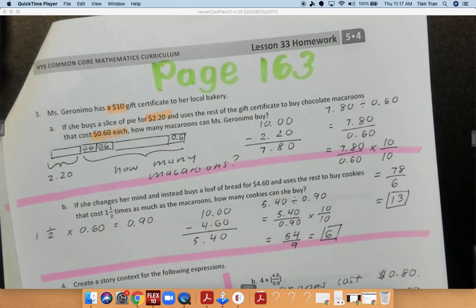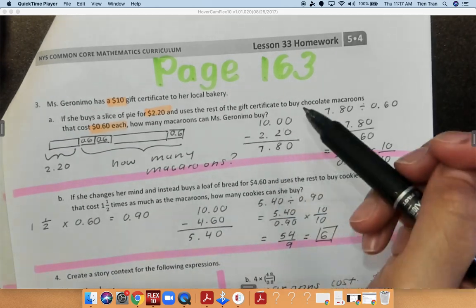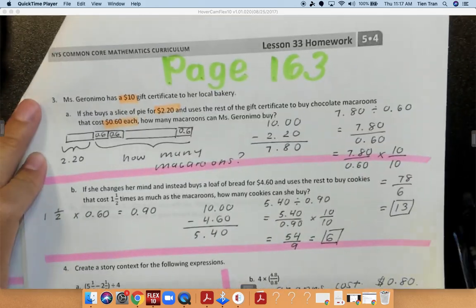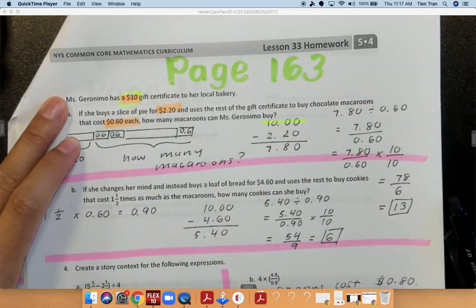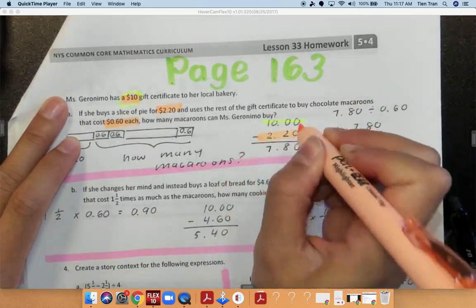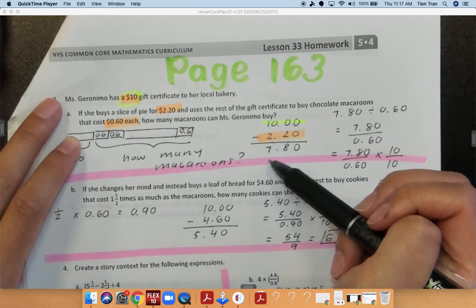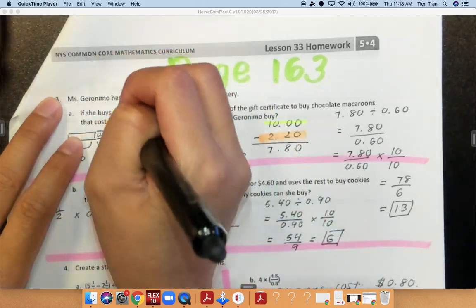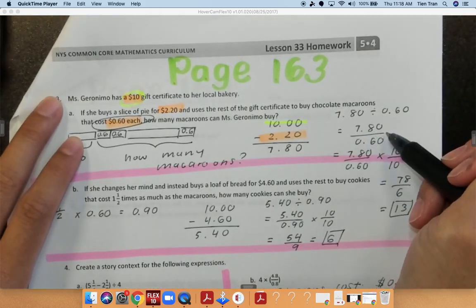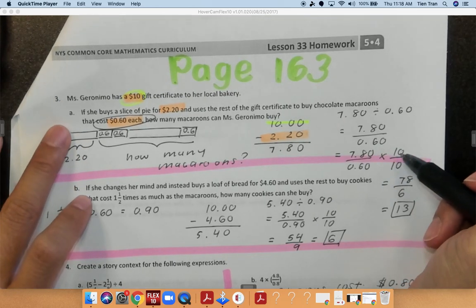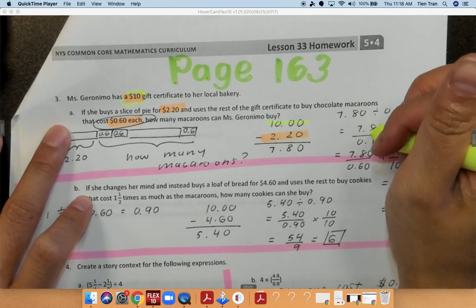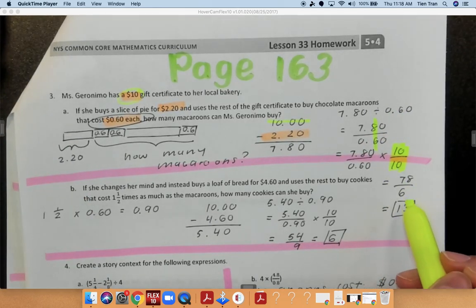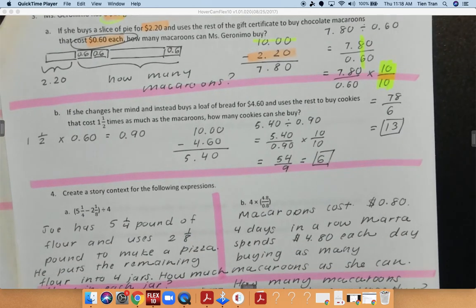So what I do know is I need to figure out how many she bought. And to figure that out, I need to subtract $2.20 from $10. So this $10, got it from here, and I'm subtracting the $2.20 right here. And when I do that, I get $7.80. With the $7.80, I'm going to divide that by 60 cents from here. So $7.80 divided by 60 cents, I'm going to multiply times 10 over 10 because the 8 and the 6 are in the tens place, and I want to make it into a whole number. So when I multiply, I get 78 divided by 6, which is equal to 13, which is my final answer.